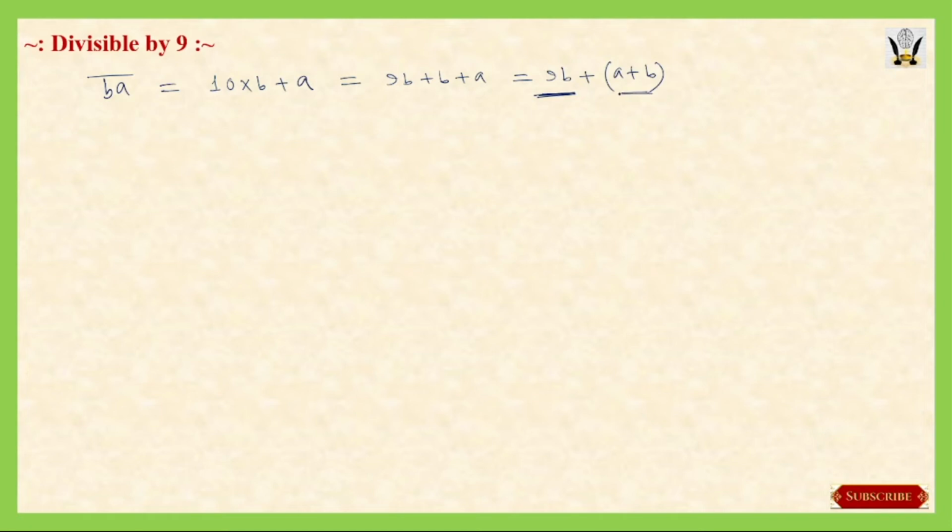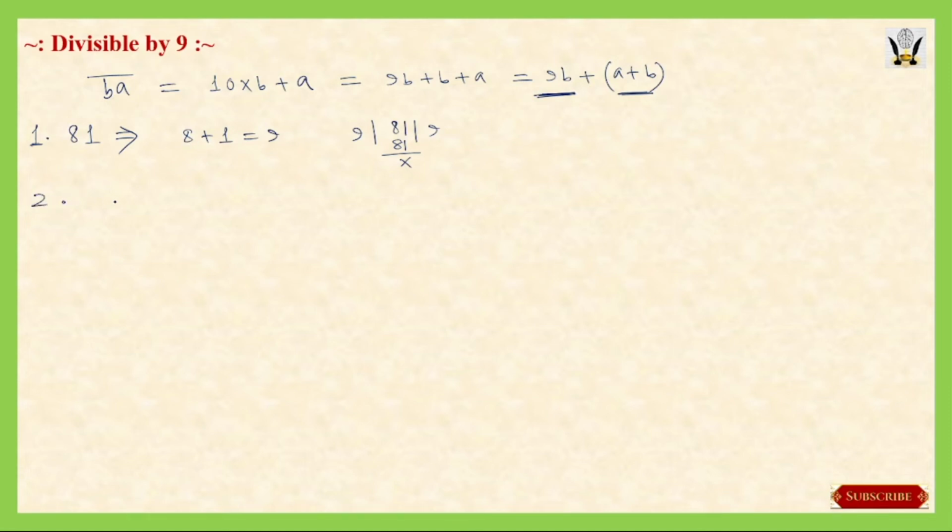If the second part, where we have the summation of both the digits, is divisible by 9, then the whole number AB will be divisible by 9, and this criterion is the same as for 3. So now let's check. Let's take one example, say 81. 8 plus 1 is 9. 9 is divisible by 9, no issue. And if we divide 81 separately by 9, the quotient will be 9 and there will be no remainder. So again we can see that if the summation of both the digits is divisible by 9, then the whole number will be divisible by 9.